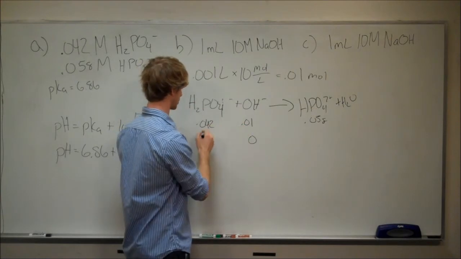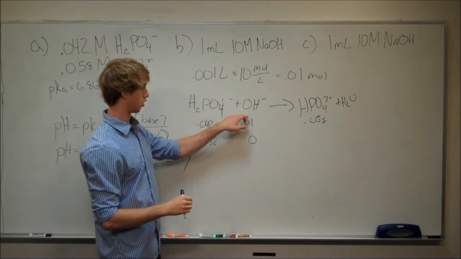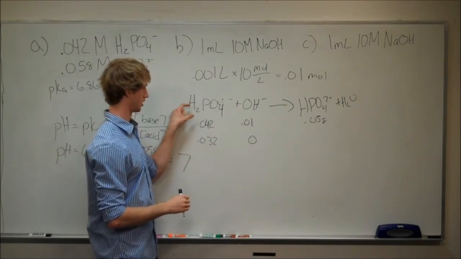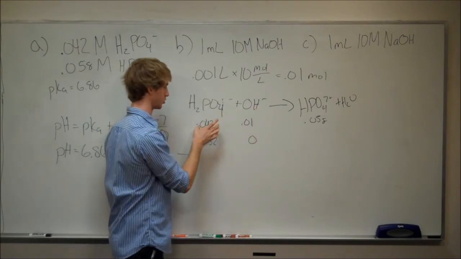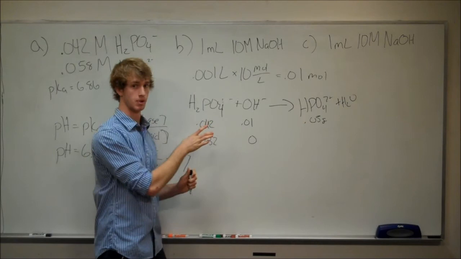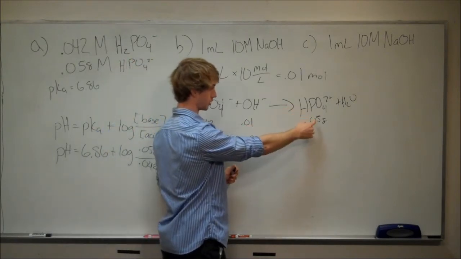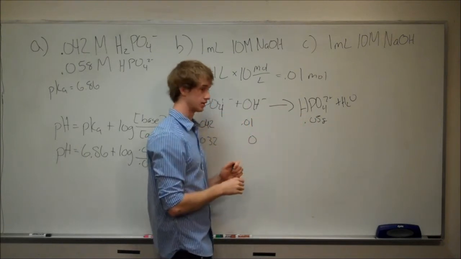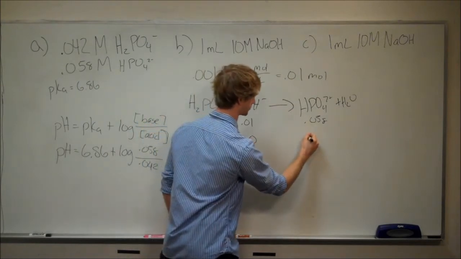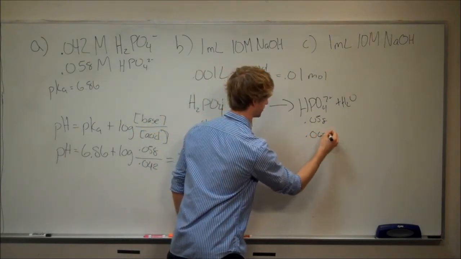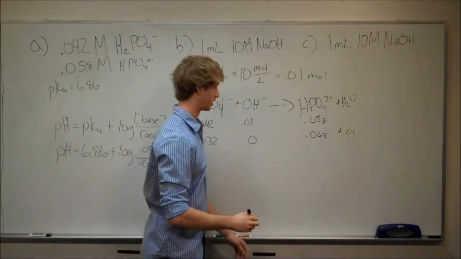So subtract 0.01 from this, because all the moles of hydroxide will react with this and take away that many moles, right? So if you have 0.01 moles of hydroxide reacting with 0.042 moles of H2PO4, you're going to lose 0.01 moles of H2PO4, and you're going to get HPO4. So this is how much it's going to react. And if we lose it here, we're going to gain over here, 0.068.